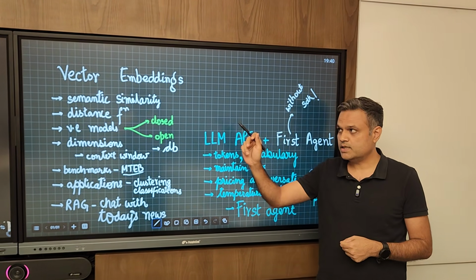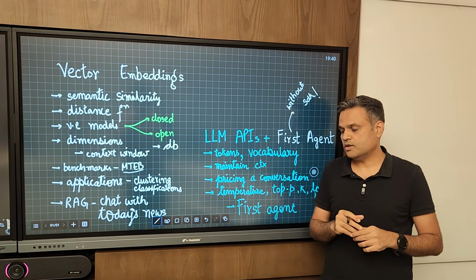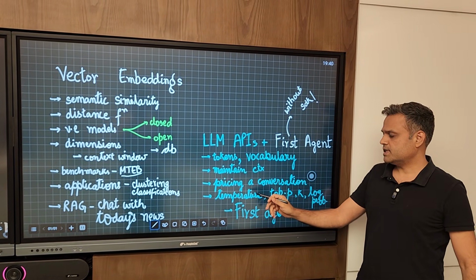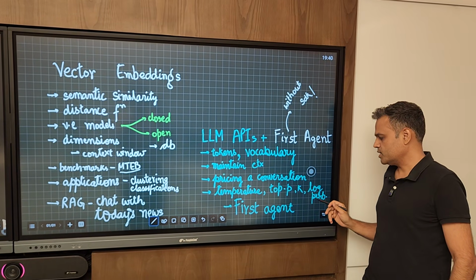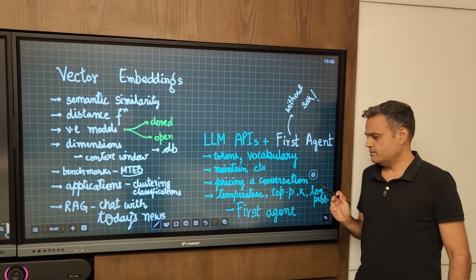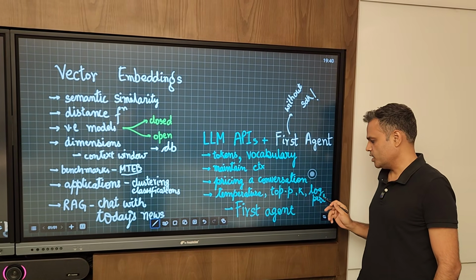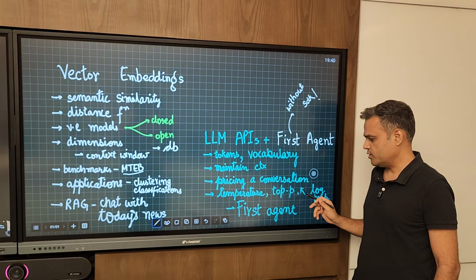And this is very important when we create agents, because agents are long running processes. Cost is really important. Then we also discuss at the REST API level what is temperature, top P, top K, and what are the log probabilities, and how at the REST API level we can request the model to give us log probabilities. We can choose our tokens using top P and top K.